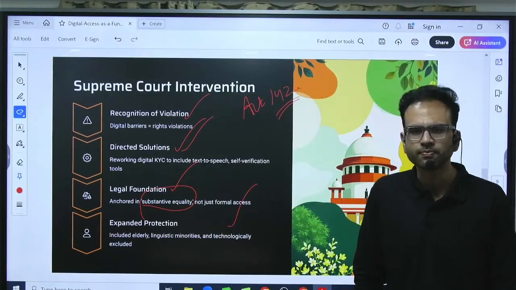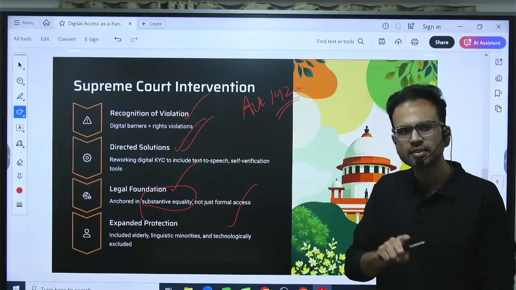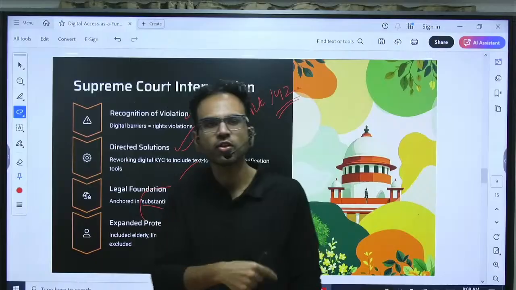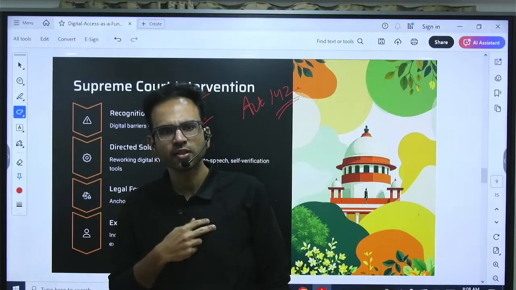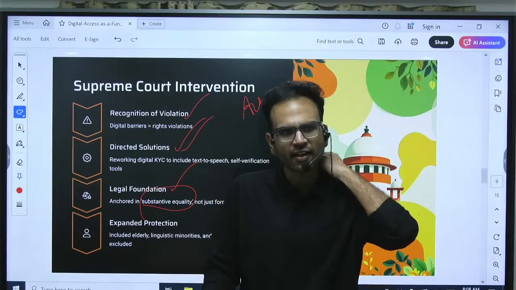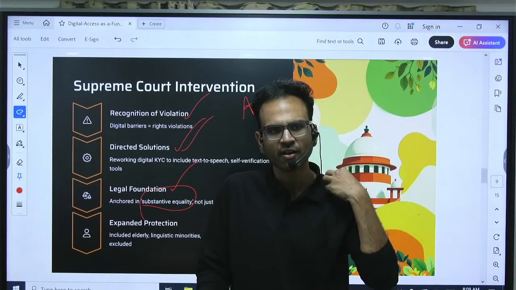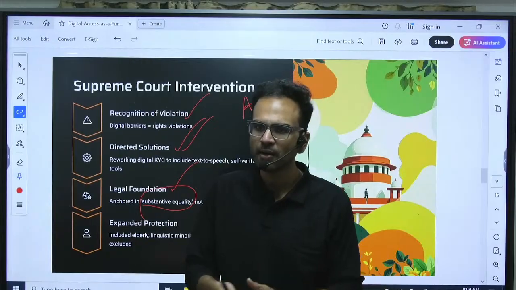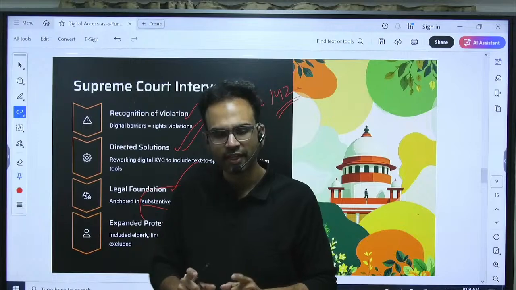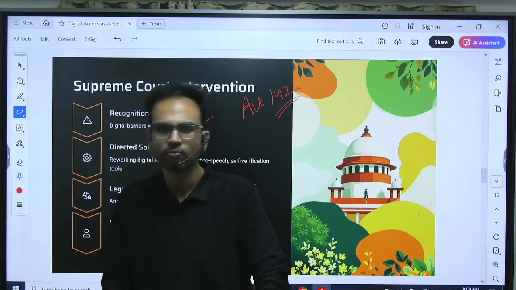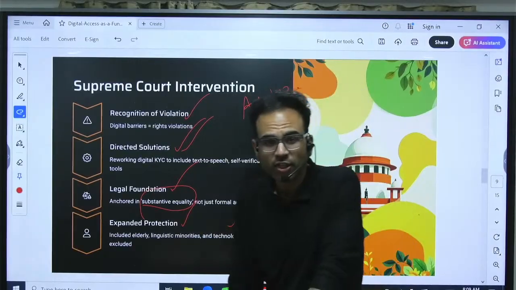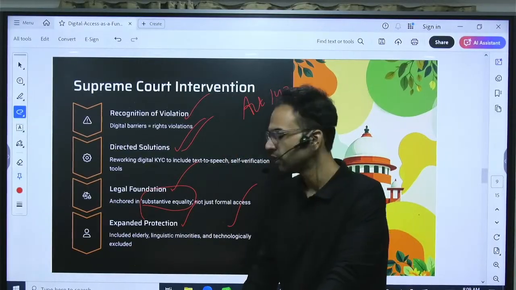Expanded protection. This argument is not just valid for this one section of the people. There are other vulnerable sections. So do you expect a case every single time? Do you think one person who is affected by that problem should approach the Supreme Court every time? No, right? So that's why they expanded the protection to other sections of the society.